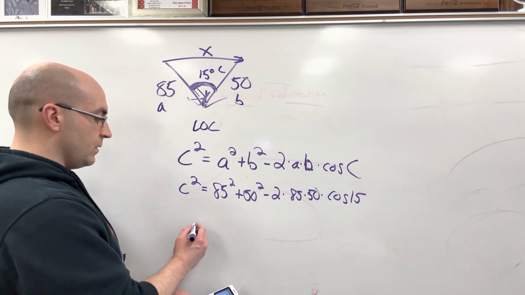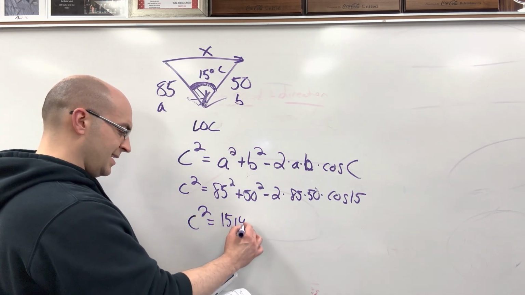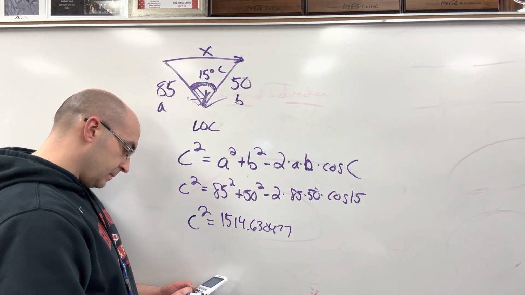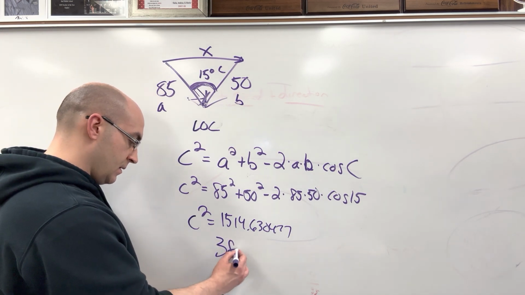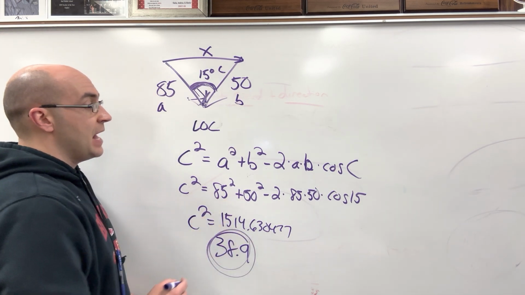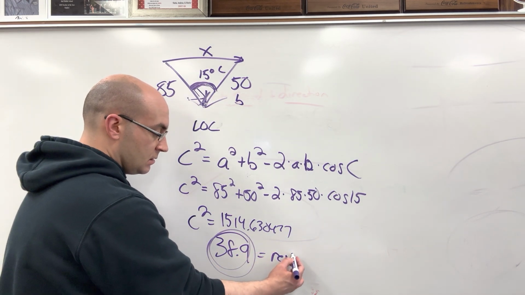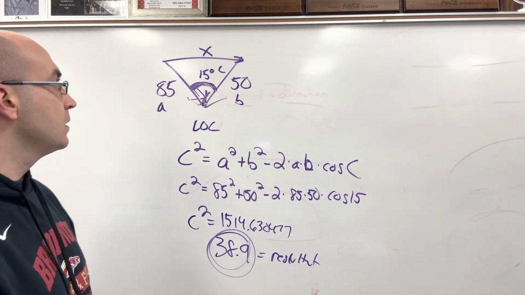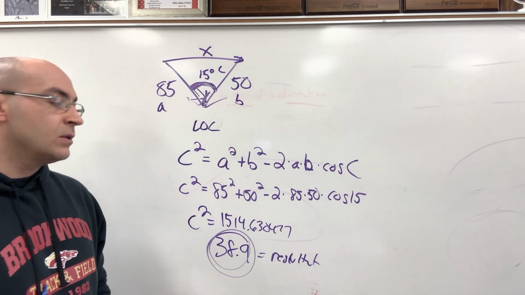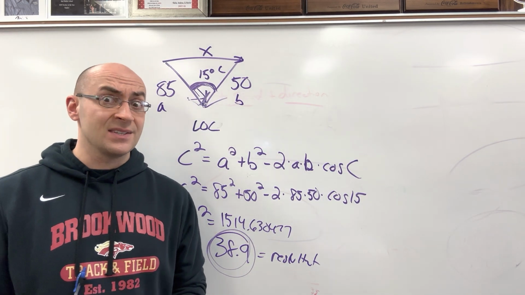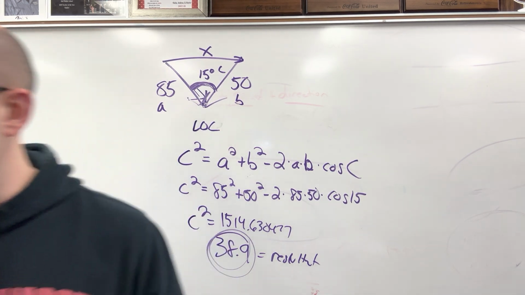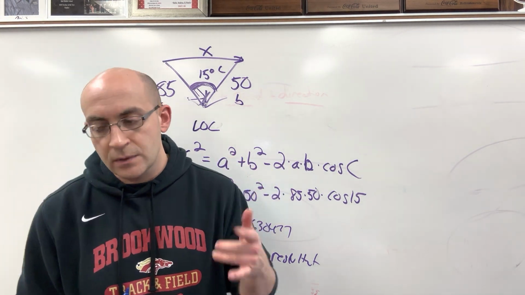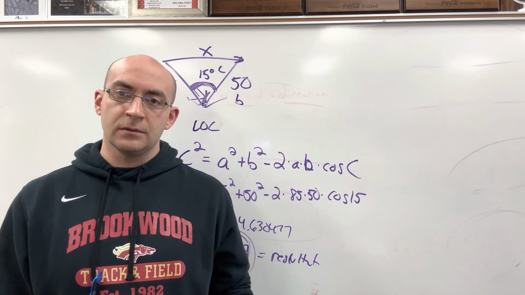Okay, so we are going to get c squared equals 1514.630477. We're going to square root that answer, and we're going to get 38.9. And that is the resultant vector, or the resultant force, okay? So basically, we have to use the law of cosines in order to do this. And you're going to have a problem that's very similar to this. So here's what we'll do. On Remind, I'll put down two different problems, one like this that you need law of cosines for, and one about the work from earlier, like the work problem.